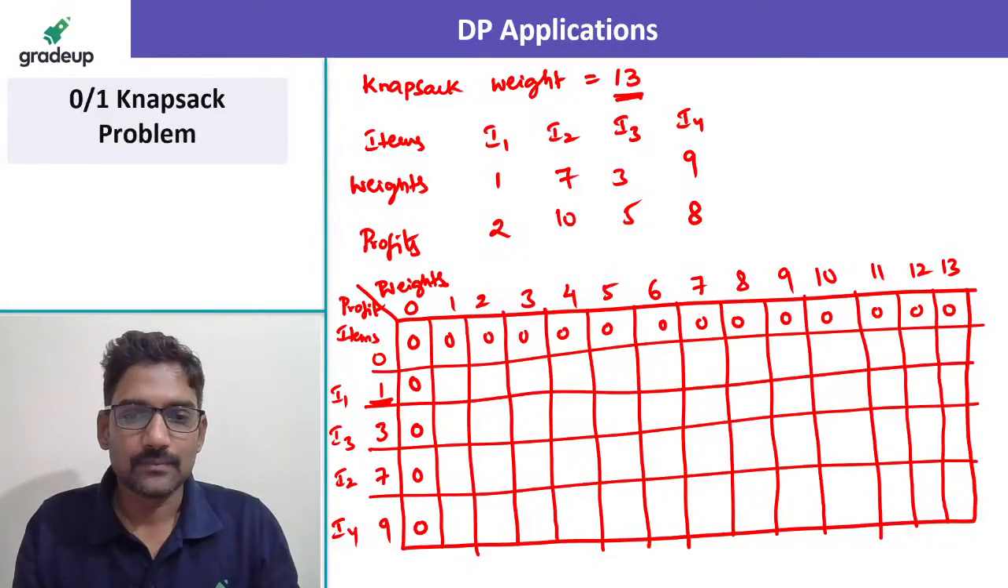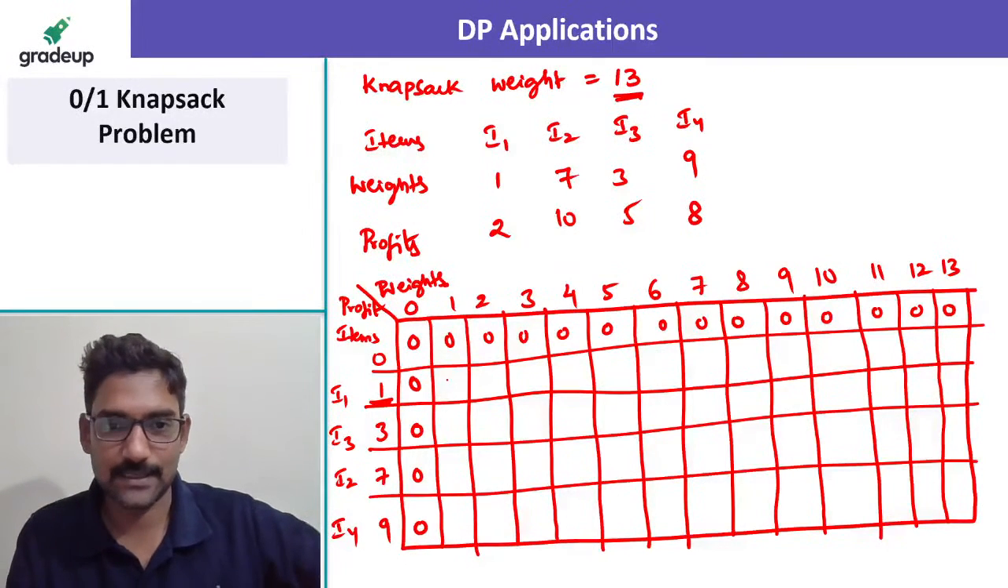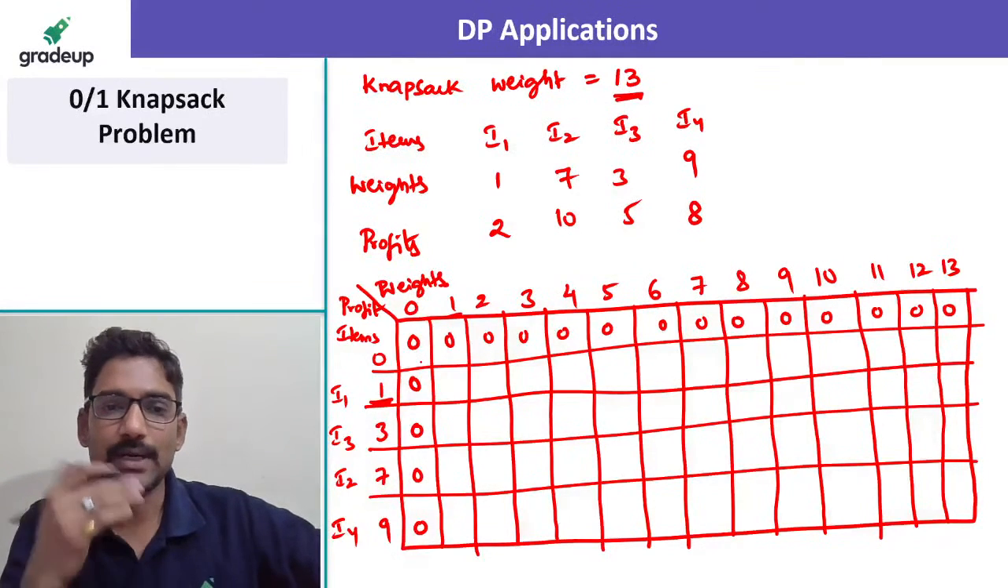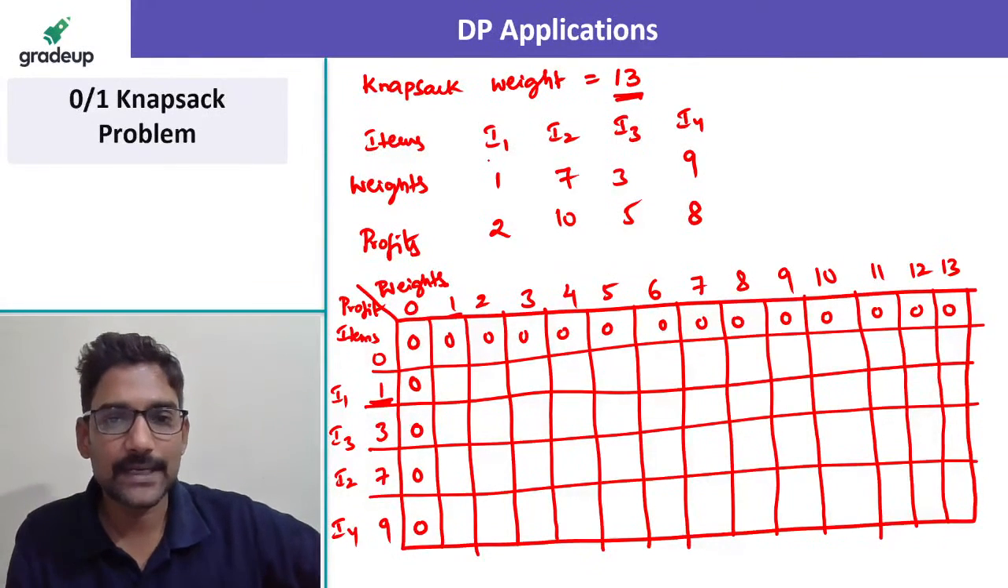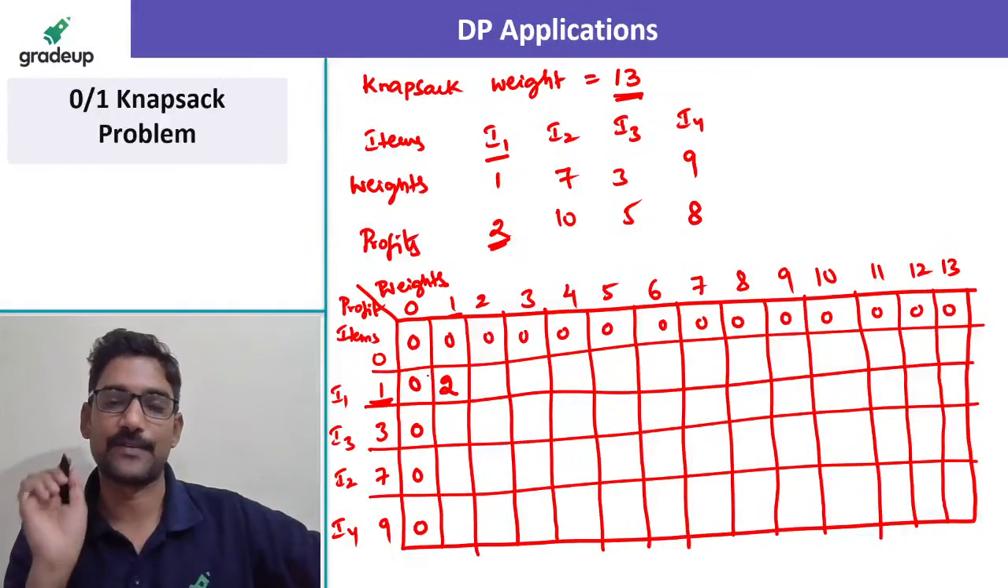Then, can you fill it in the knapsack with weight 1? Yes. If so, if you fill it, what is the profit you get? For item 1, what is the profit? 2. So, fill the profits only. In the table, fill the profits.